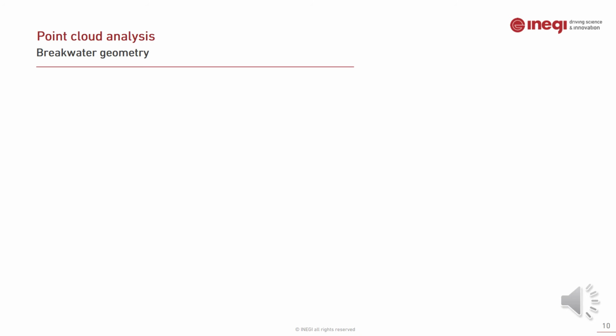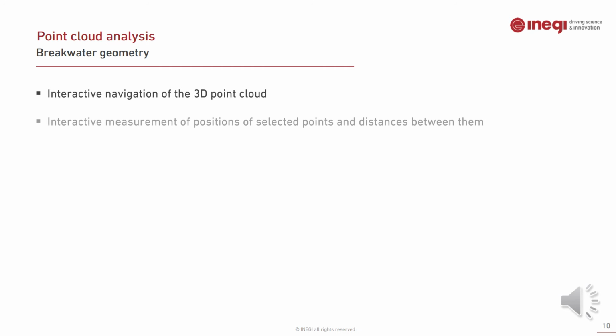And now, having the point cloud, we can inspect the geometry of the breakwater in various ways. For instance, we can navigate the point cloud interactively to visualize any region we want, and one particular characteristic of point clouds obtained with photogrammetry is that they retain the color from the image, which makes the visualization very clear. And we can also check the positions of points of interest or measure distances between them.